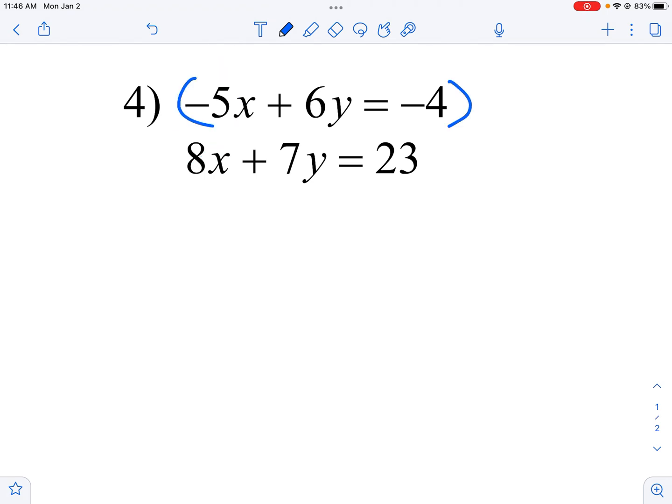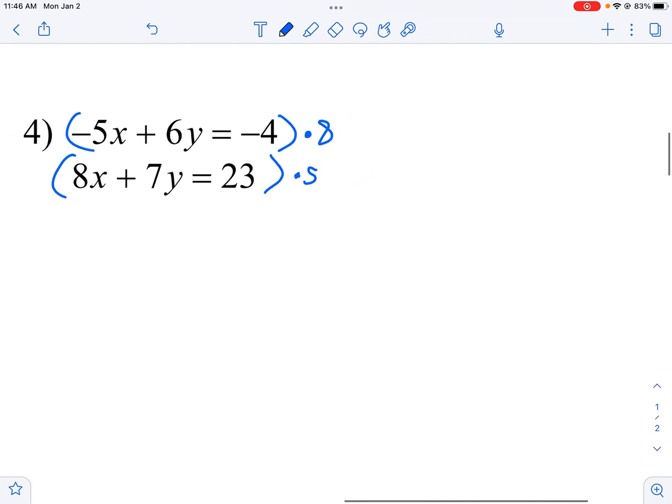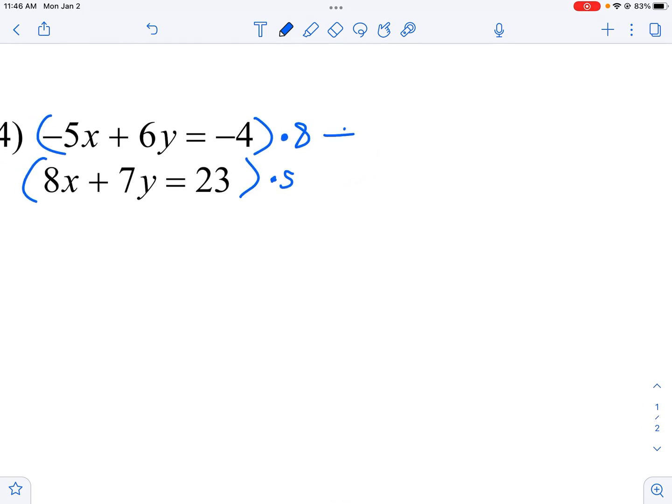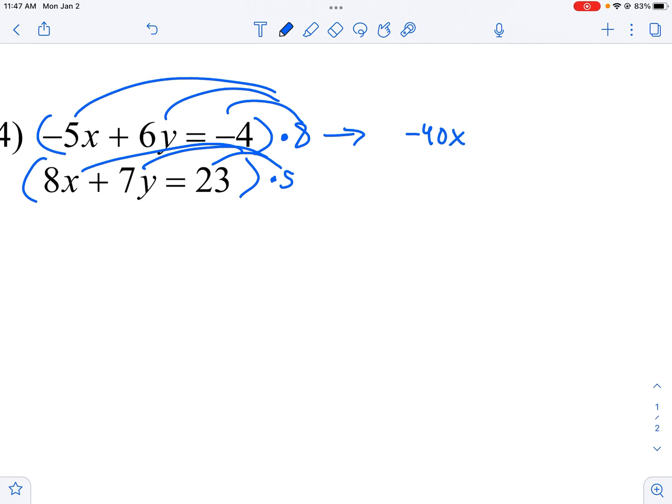So I'm going to take my first one and times by 8, and take my second one and times by 5. Remember, you have to times all three terms by that. So 8 times all those, 5 times all those. Okay, so that's going to be -40x plus 48y equals -32. And on my bottom one, I got 40x plus 35y.